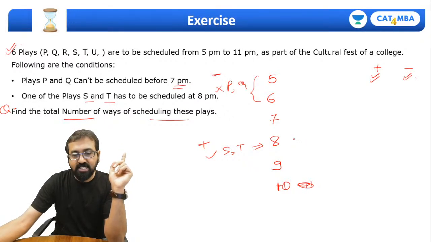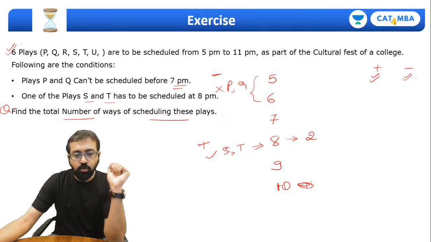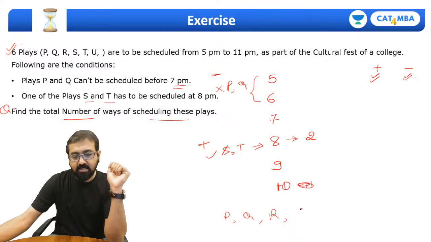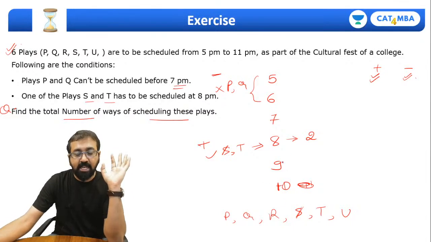Right, so how many ways are there for the 8 p.m. slot? Can I say the 8 p.m. slot can be filled in 2 ways? So suppose we used play S over here. Let me just write down the plays once again: P, Q, R, S, T and U. So suppose we have allotted this play S at the 8 p.m. slot. Now we are left with these 5.